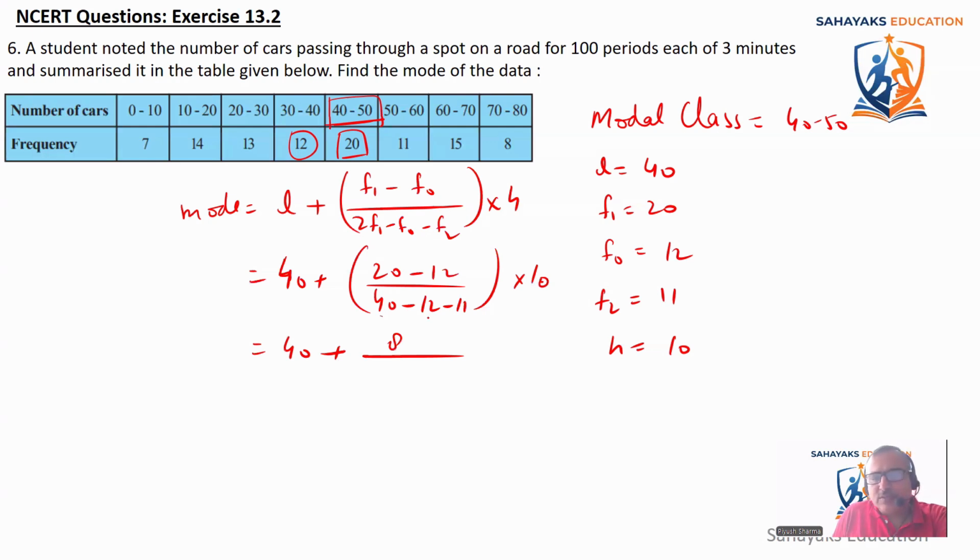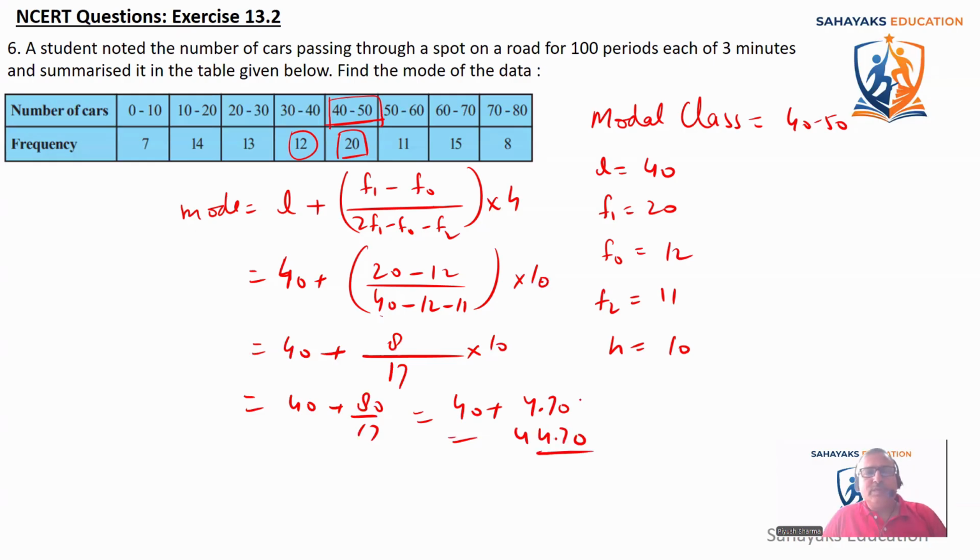40 minus 12 comes out to be 28. 28 minus 11 comes out to be 17, into 10. So it is 40 plus 80 by 17, and this value comes out to be 40 plus 4.70 approximately. So it is 44.70. The mode comes out to be 44.70.